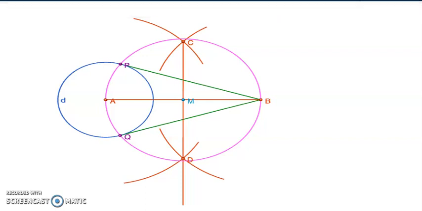You need to write the steps of construction to fetch 4 marks in the examination. Practice it, children.